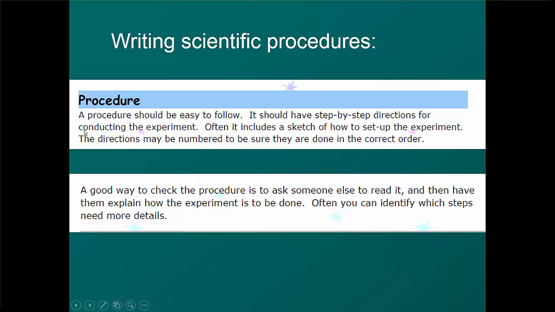It should have step-by-step directions for conducting the experiment, not getting ready to do the experiment, but to actually conduct the experiment. Often it includes a sketch of how to set up the experiment. In our case, we just told you to go back to lab so-and-so and look at the picture in the book, and that was fine. The directions should be numbered to be sure they're done in the correct order. And I told many of you to check your procedures to see if you were detailed enough to have someone else read it, and then have them explain how the experiment is to be done. So sometimes you can identify just from them talking which steps need more detail because they had no clue what to be doing.